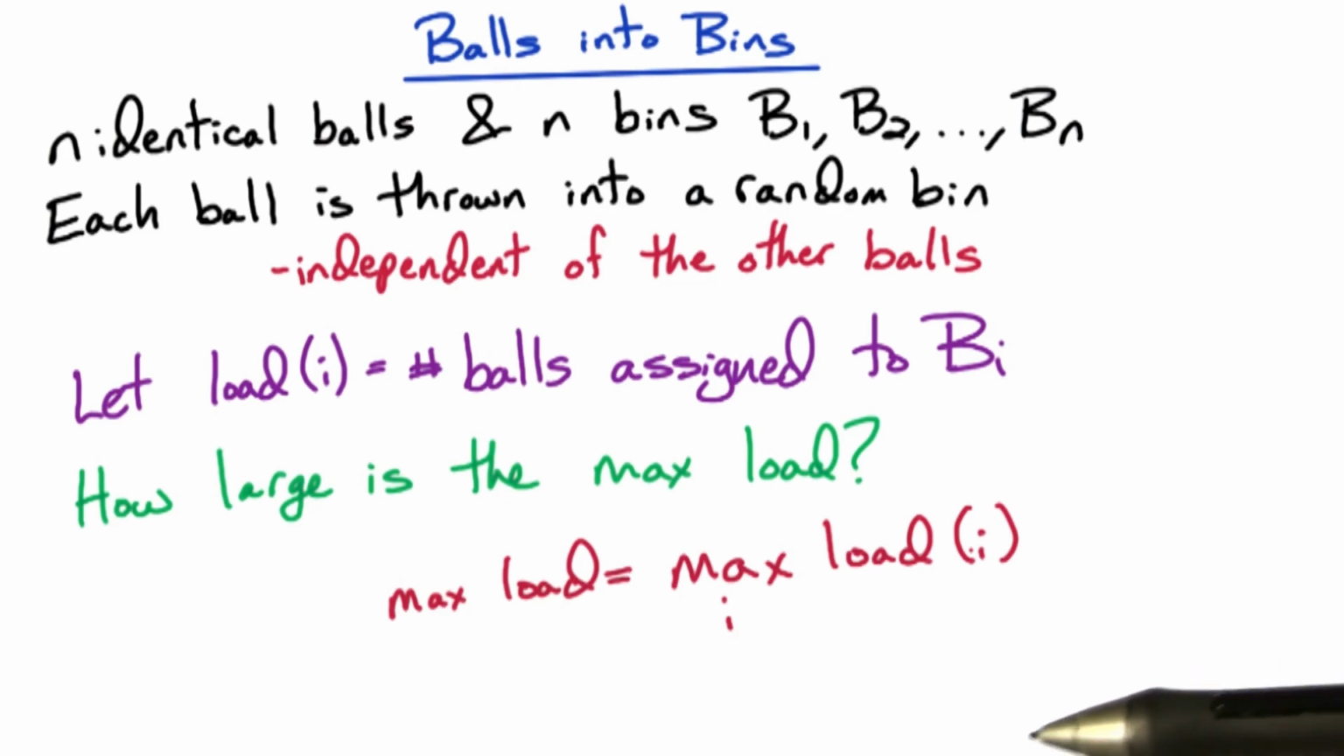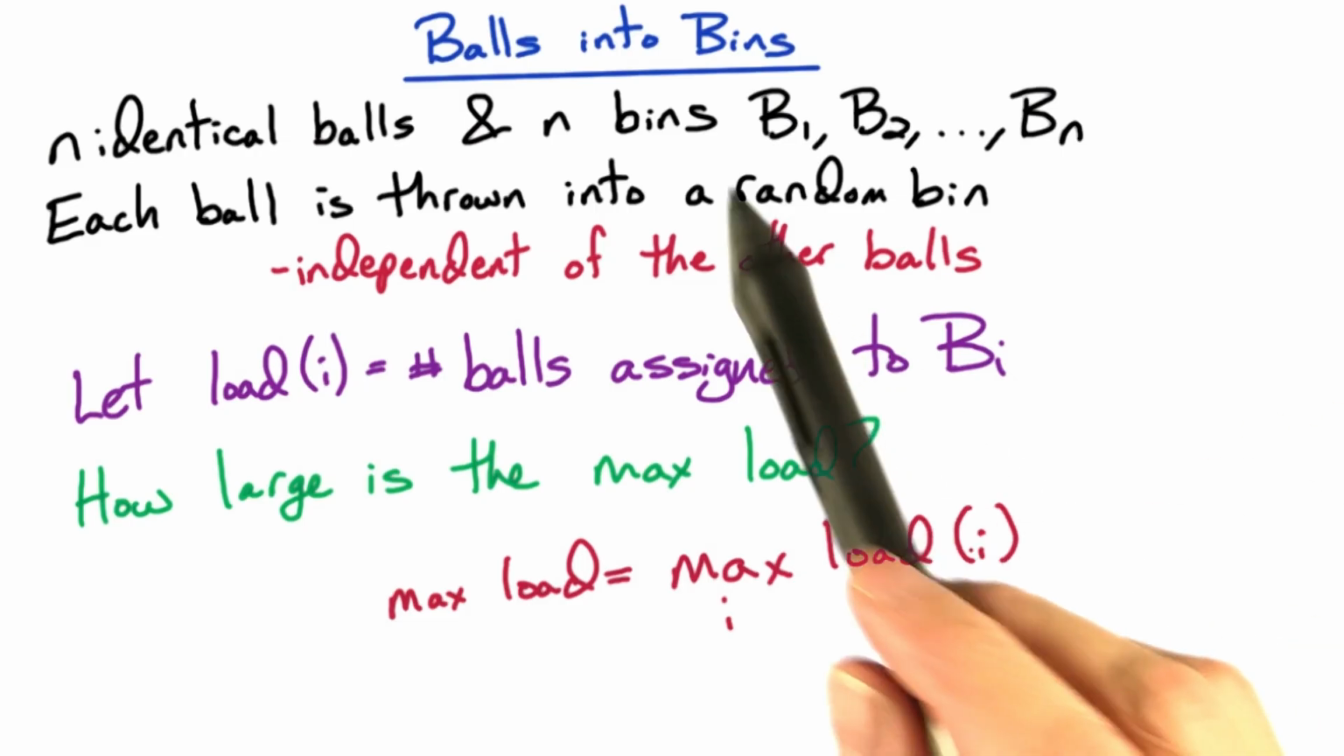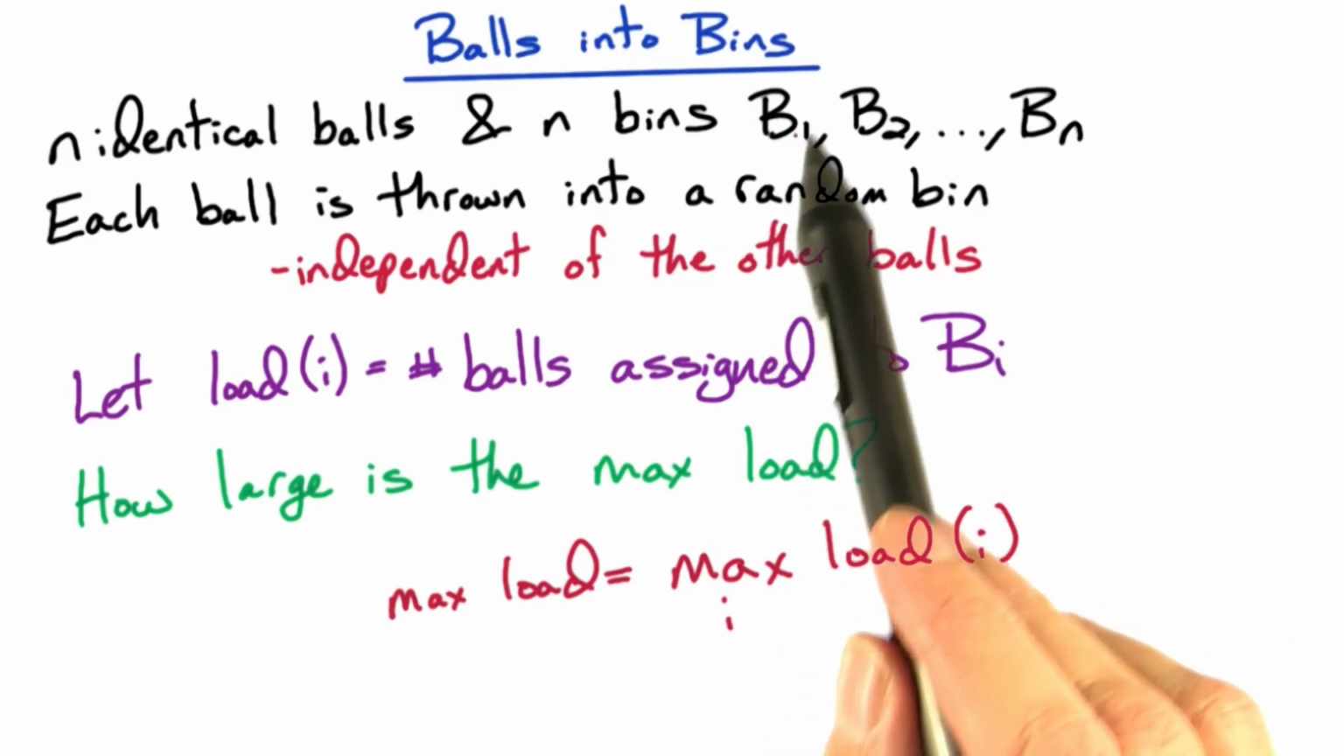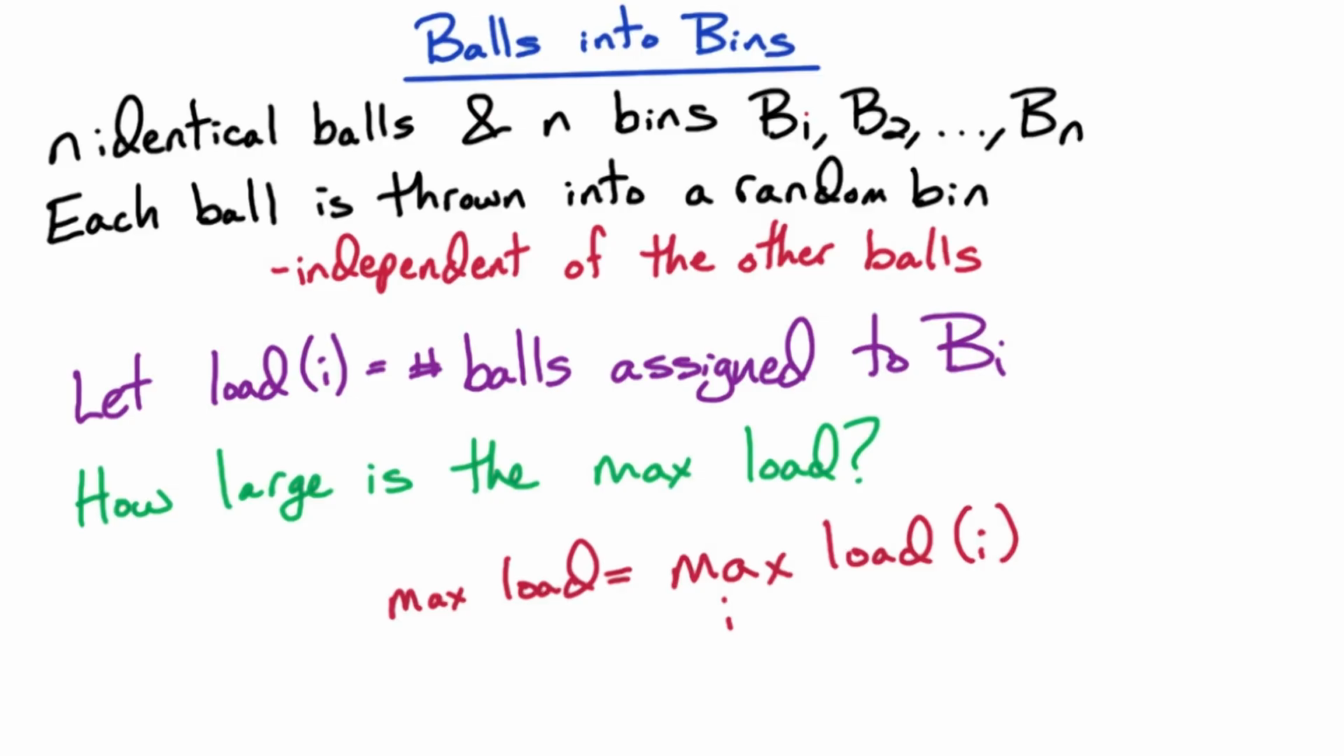Well, in the worst case, all of the balls might get assigned to the same bin. But what's the chance of that? It's quite small. What's the chance of all n balls being assigned to bin B1, let's say? The probability of one particular ball being assigned to bin B1 is 1 over n. What's the chance that all n balls get assigned to this particular bin? It's 1 over n to the n. This is really tiny, so this is very unlikely. In the worst case, the max load could be n because of such a scenario.